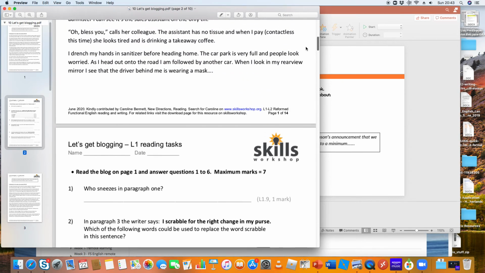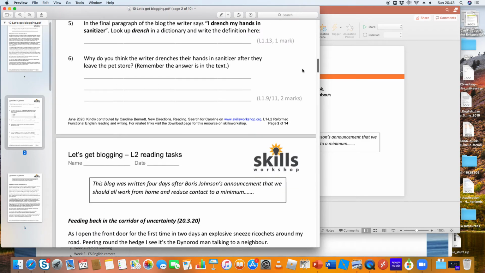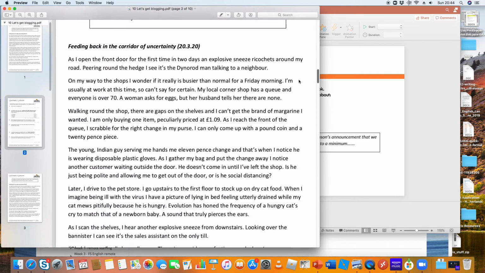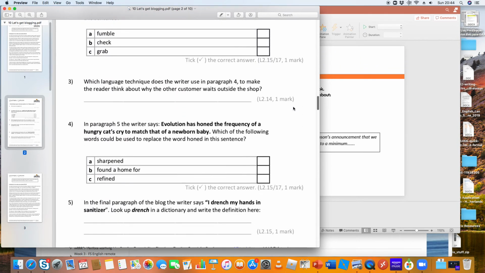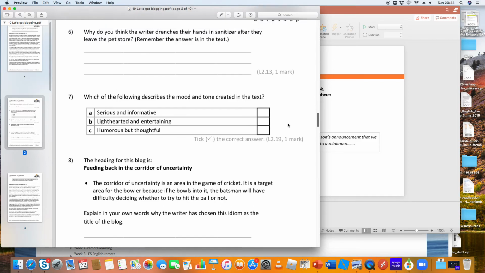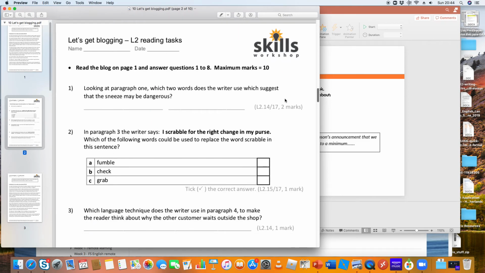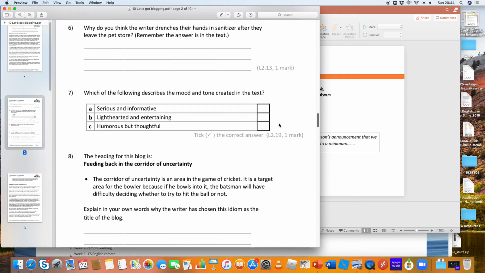Okay, so the first one's level 1. Like I said, if you're doing level 1, you look at this task here. If you're doing level 2, then you read the second task, which is slightly different, and you've got a few more questions to answer. Most of these are about focusing on vocabulary, how it works, and what it means. So work through these tasks.